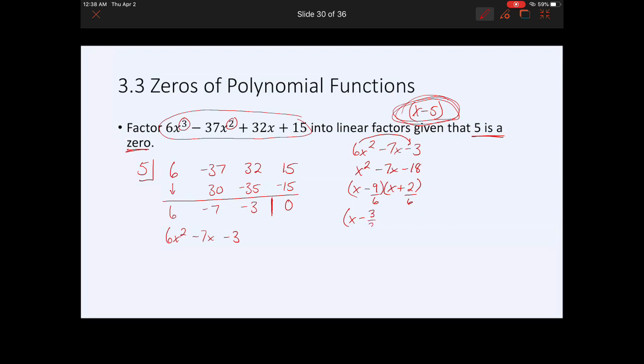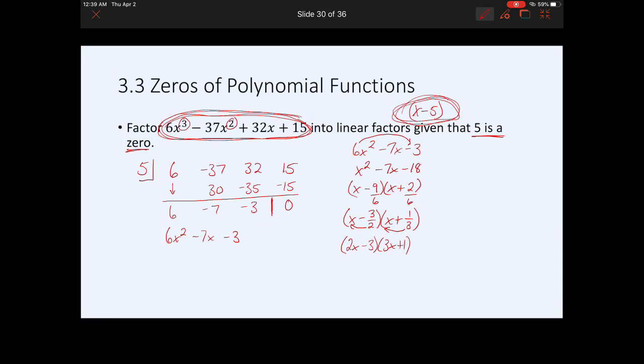And then we can factor that. So we're looking for two numbers that multiply to give 18, that will subtract to give 7, which is 9 and 2. Signs are different. Biggest number gets the negative. And then because we multiplied by 6, we'll divide the 6 back out. And then when we simplify, 9 over 6 simplifies to 3 over 2. And 2 over 6 simplifies to 1/3.